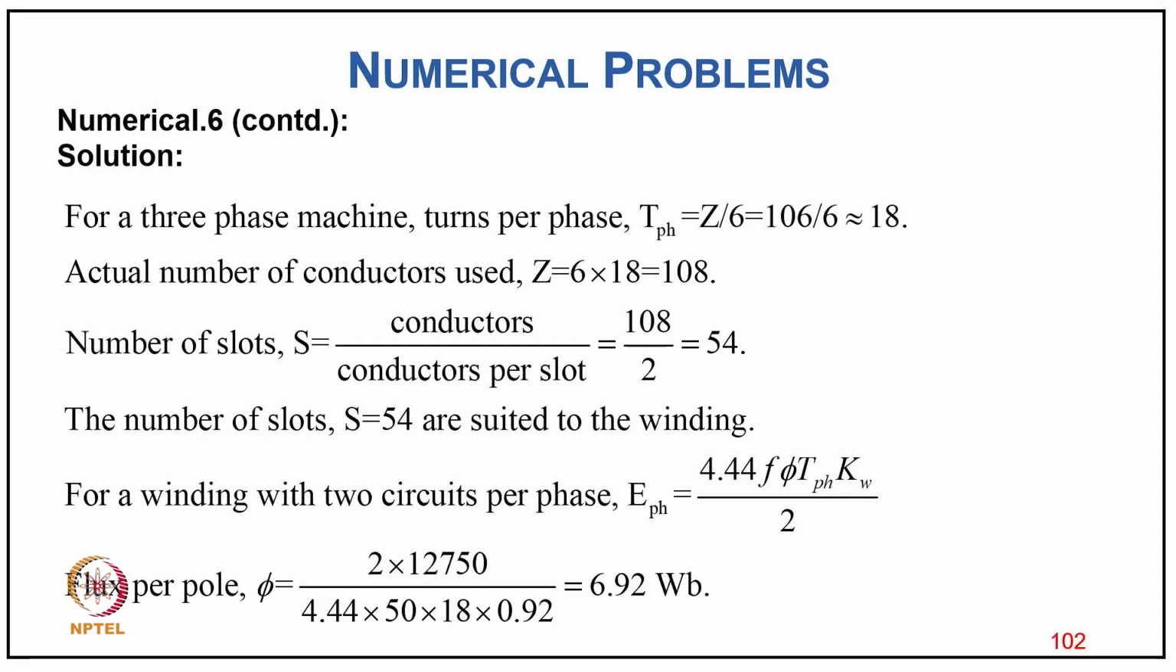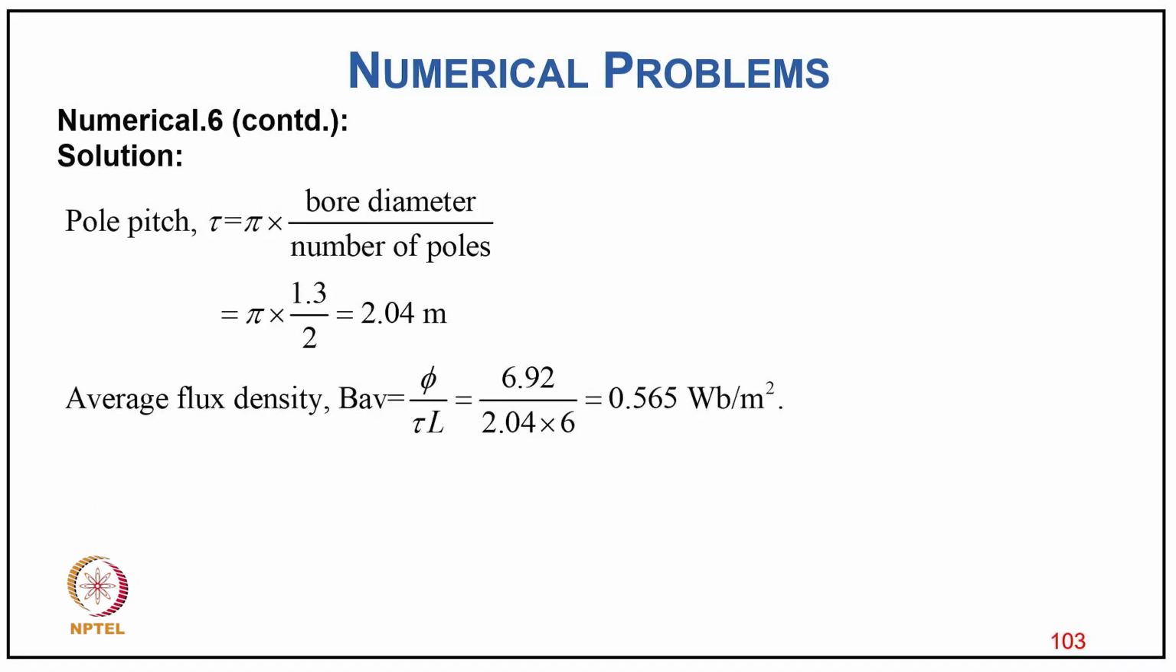So for a winding with 2 circuits per phase, EPH equal to 4.44 FΦ TPH kW by 2. The flux per pole from this relation comes 6.92 Weber, and pole pitch tau equal to πD on number of poles, so it comes 2.04 meter, and average flux density B average equal to Φ upon tau L, so putting the value, it comes 0.565 Weber per meter square.